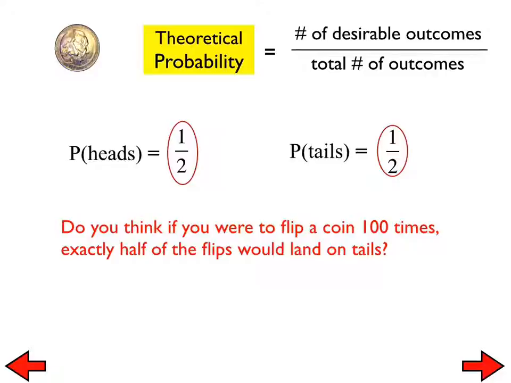But do you think if you were to flip a coin 100 times, exactly half of the flips would land on tails? Yes or no? No. Maybe, maybe not. We don't really know. And same thing about exactly half of them landing on heads.